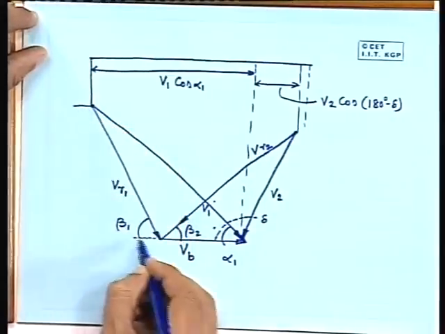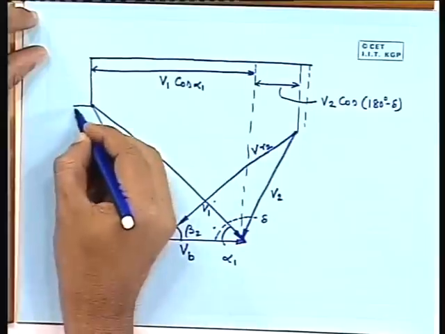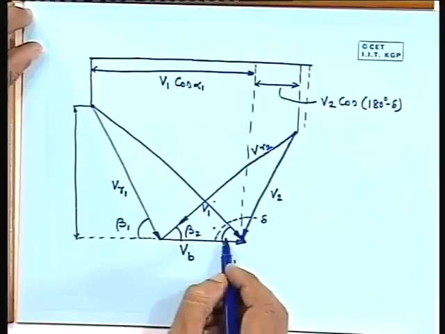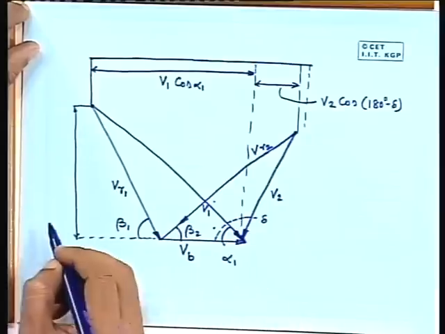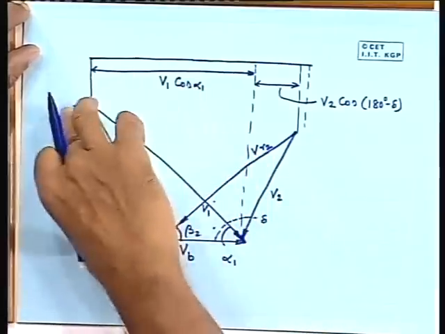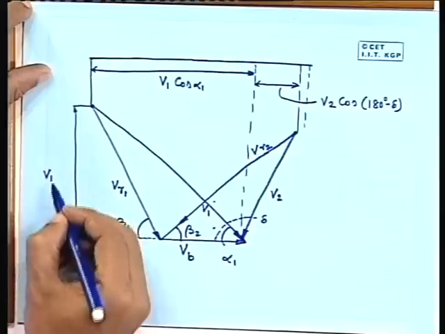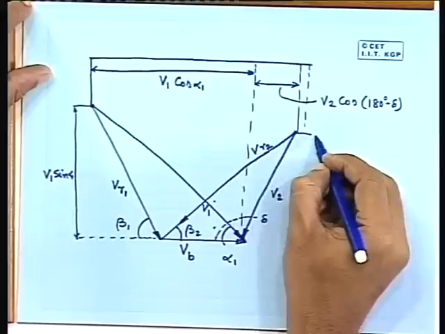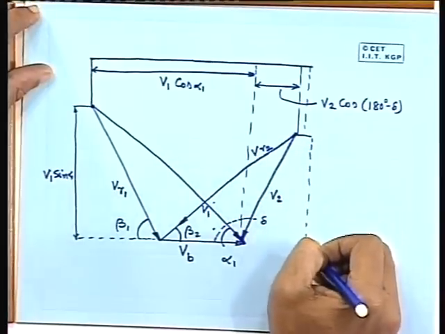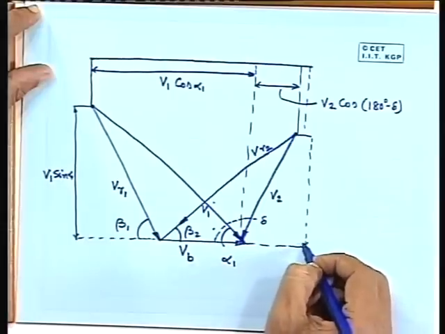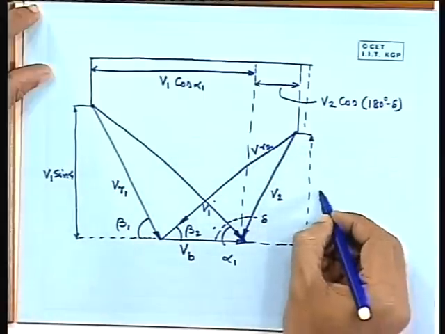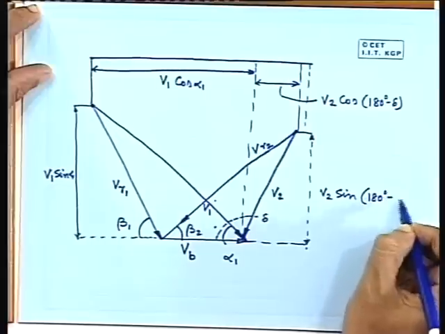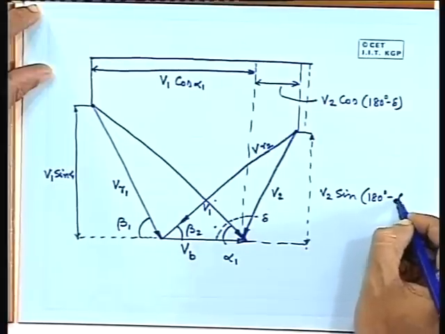On this plane, we have V1 sine alpha 1. And here we can have V2 sine of (180 degrees minus delta).